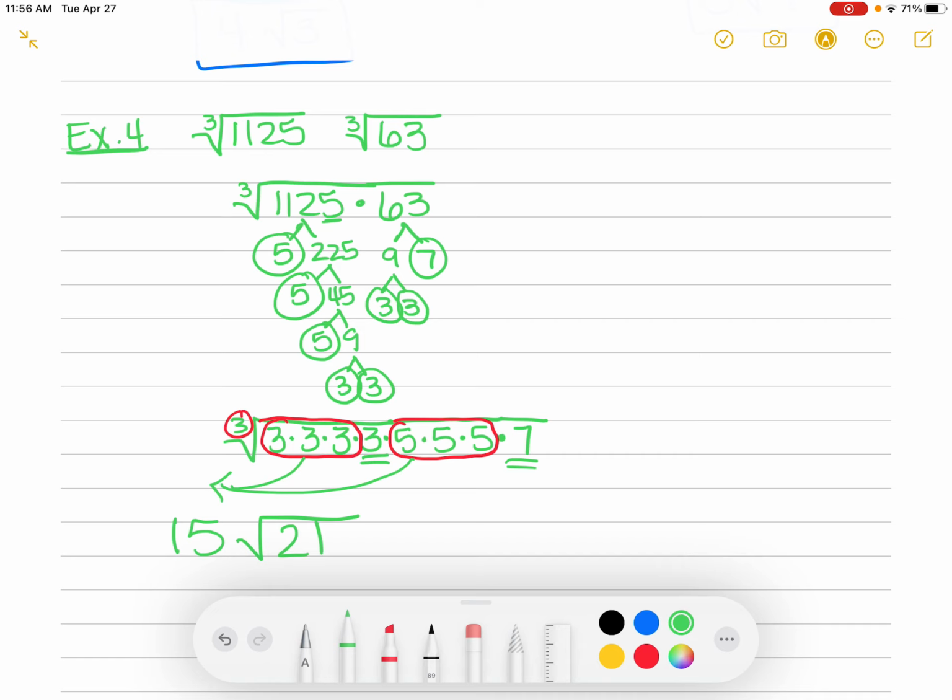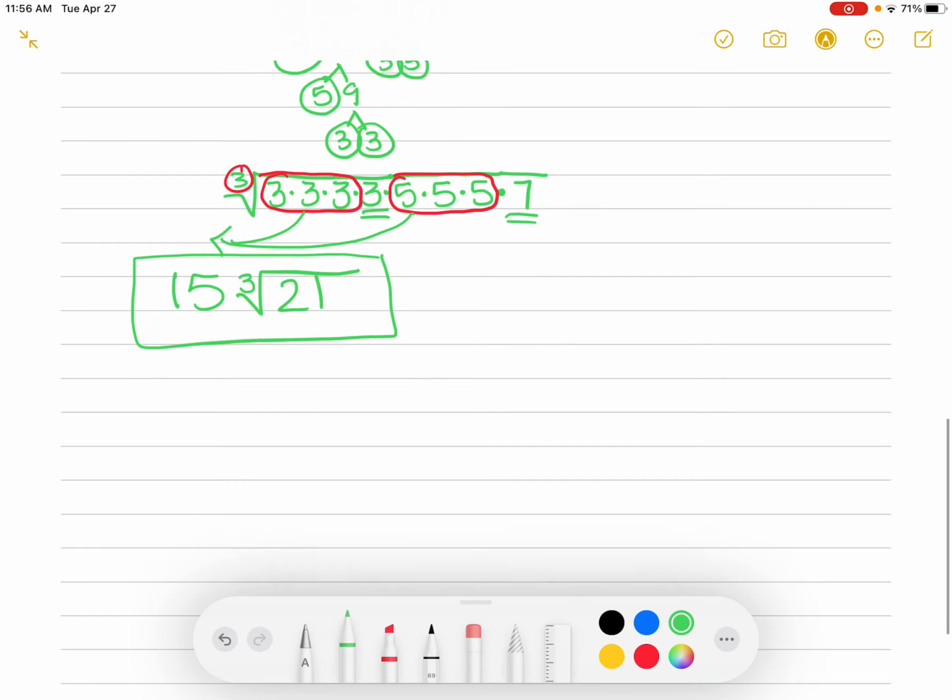So my answer for that is 15 to the cube root of 21. Don't leave out that little 3 like I almost did, okay? You have to make sure you have that for the answer to be right. And so there's my answer for the cube root. Okay, so I want you to do, no, let's keep going. Let's go to the next example, and then I'll have you do one on your own.